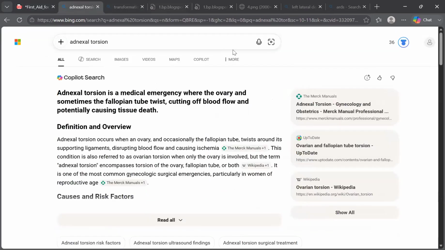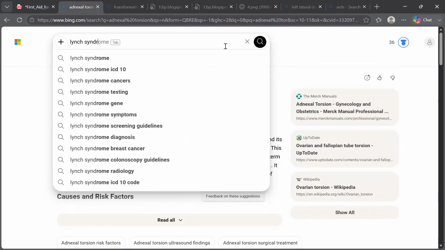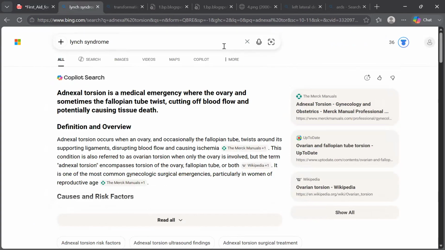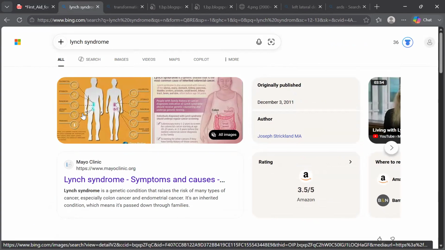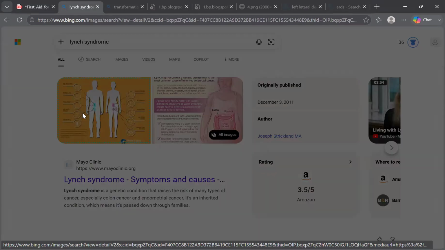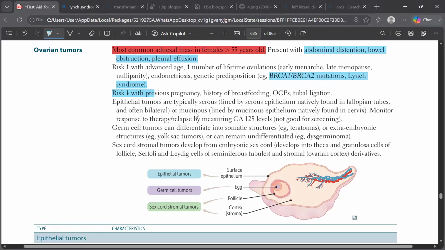Let's see what Lynch syndrome is. Okay, so it is a genetic condition that raises the risk of many types of cancer, especially colon cancer and endometrial cancer. The most common cancers in Lynch syndrome are colorectal, stomach, pancreas, urinary tract, and ovarian and uterine cancer in females. So BRCA1 and BRCA2 mutations and Lynch syndrome are the genetic predispositions to ovarian tumors.